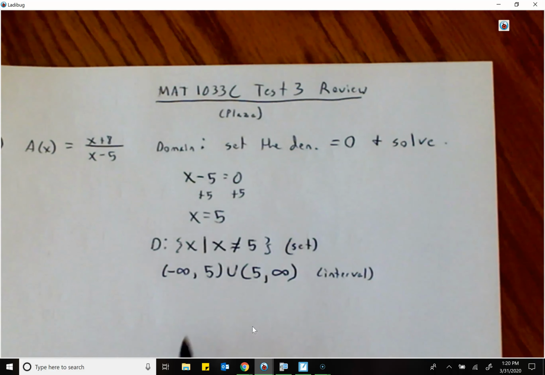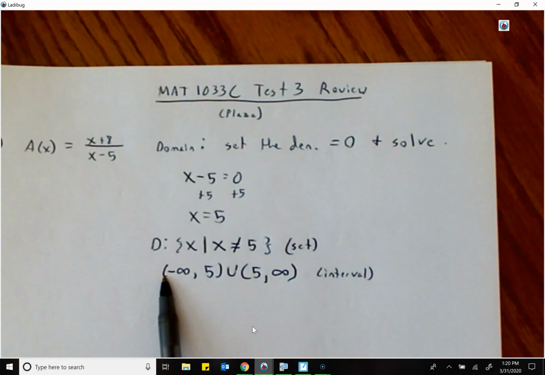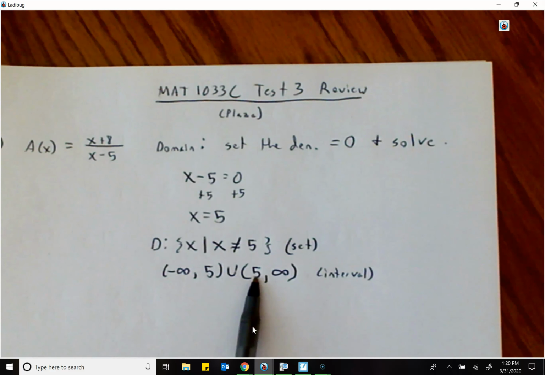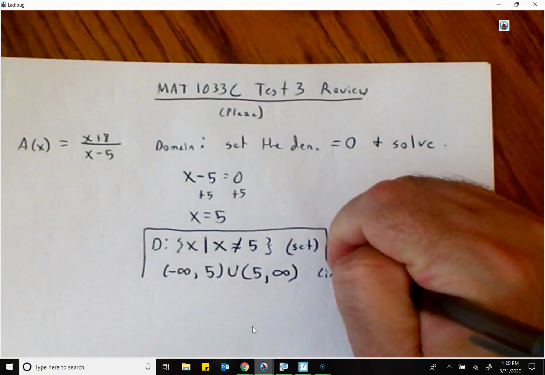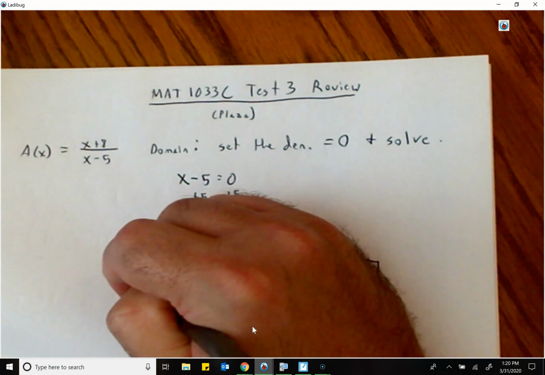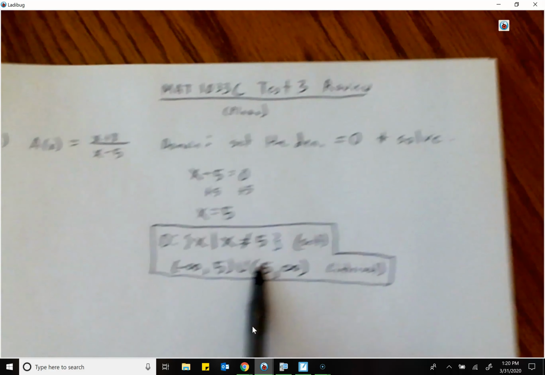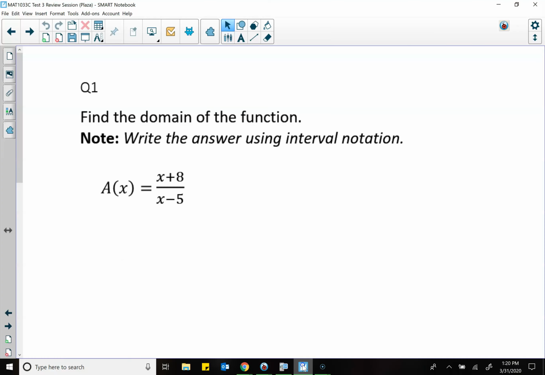Okay? So if it asks for set, you throw out 5. If it asks for the interval, it looks like we're inviting everybody, but we're going to jump over the 5 with a parenthesis, union, parenthesis. Okay? So that is the answer to question number 1. And there are the two different kinds of answers that you could be asked to put in. All right, let's jump into question number 2.